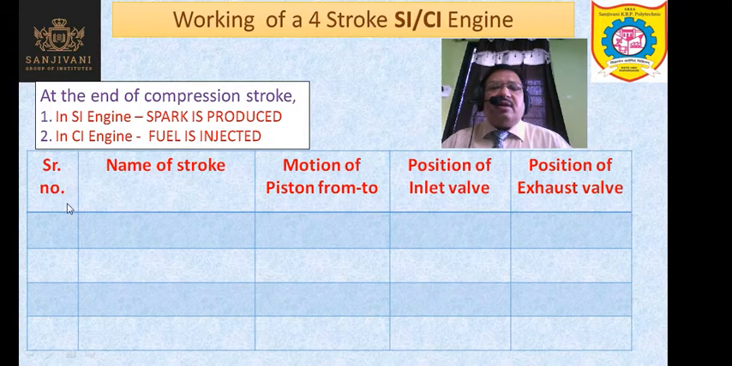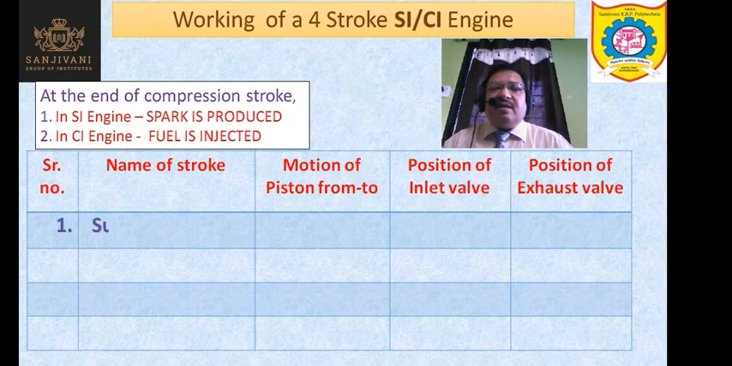Here first column is serial number, second is name of stroke, third is motion of piston from to. So in this column it will be written whether the piston moves from top dead center to bottom dead center or from bottom dead center to top dead center, and what is the position of the inlet valve, whether it is open or closed. In this column the position of the exhaust valve, whether open or closed, will be written. So these tips will help you to understand the working of 4-stroke engine.